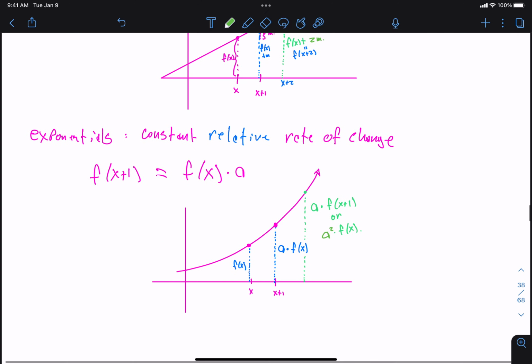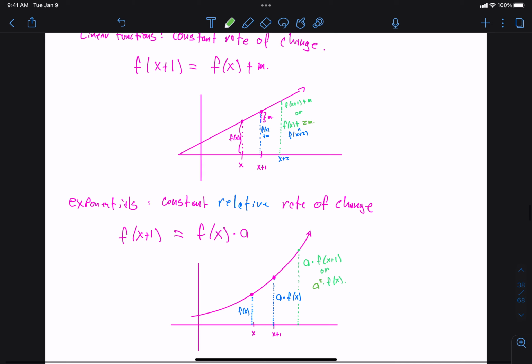So this is the difference between linear functions and exponential functions. Linear, we're adding something each time. Exponential, we are multiplying something each time. Big, big difference. Okay? Any questions on that so far?